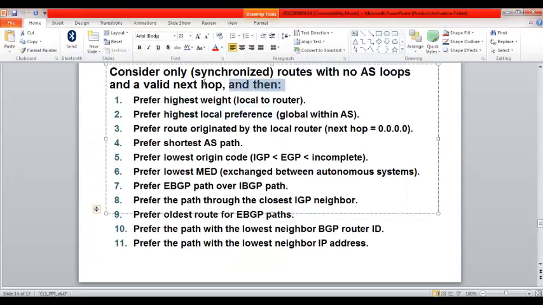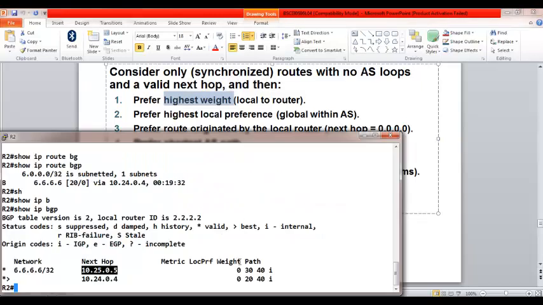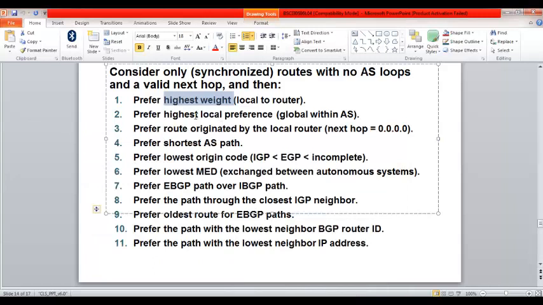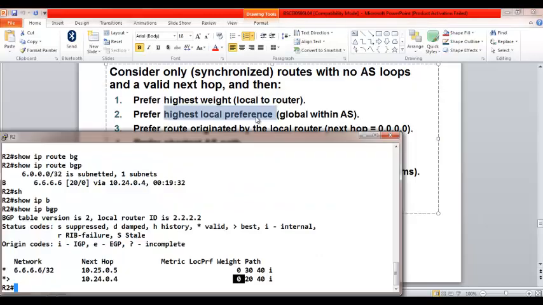So this is satisfied. Highest weightage. There is no highest weightage. Both have got equal weightage. So that is a tie. Next is the local preference. Higher is preferred. But there is no local preference because both are coming from eBGP. Local preference will be seen only if you are learning from IBGP. In order to decide whether to go via this IBGP or that IBGP, I need local preference.